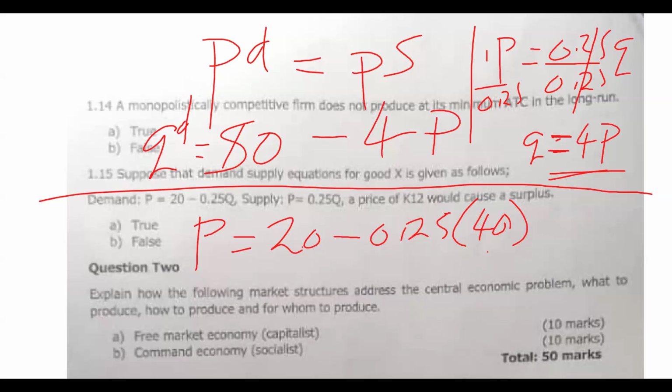What is 0.25 times 40? It should be 10, yeah? 0.25 times 40. 25.